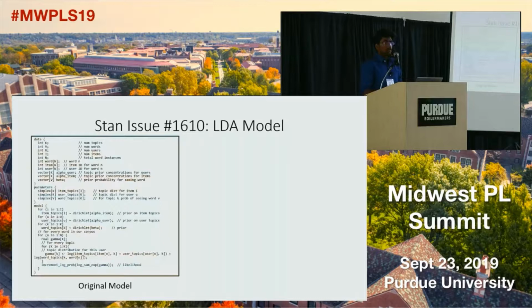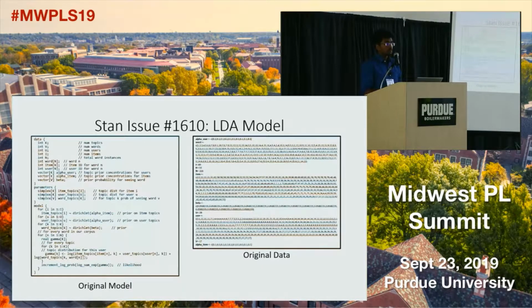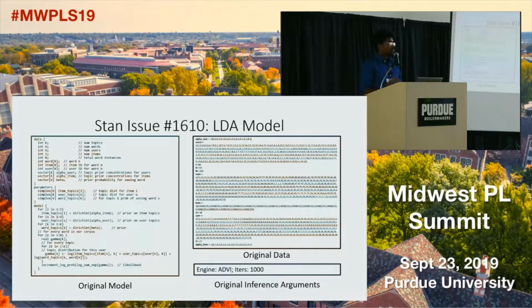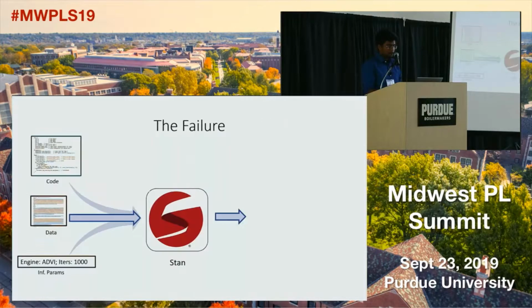Let's look at an example from Stan, which is one of the most mature and popular probabilistic systems. This is from a bug report from Stan. This is the original model. This is the data that is input for the model. And you have certain inference parameters, which specify that you have to run variational inference on this, and run up to 1,000 iterations to reproduce this bug. So what happens when we give this as input to Stan? Unfortunately, it runs into an exception where it says that it encountered a NaN value during execution.